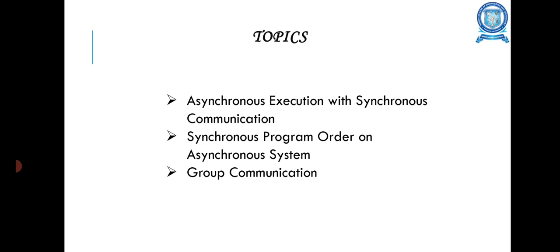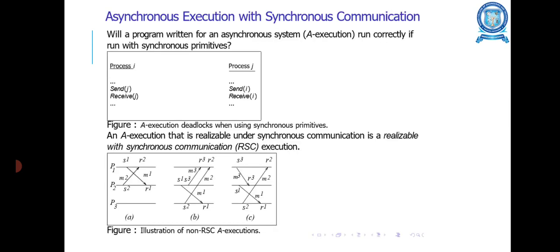Today we are going to discuss asynchronous execution with synchronous communication, synchronous program order on asynchronous system, and group communication. Asynchronous execution with synchronous communication: when all the communication between pairs of processes is by using synchronous send and receive primitives, the resulting order is synchronous order. The algorithms run on an asynchronous system will not work in a synchronous system, and vice versa is also true.